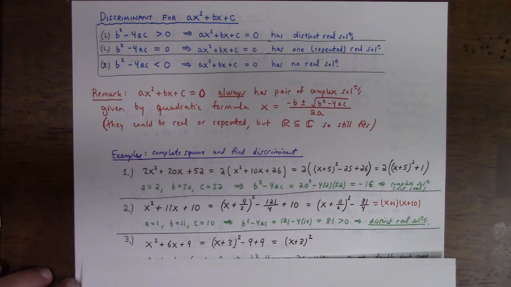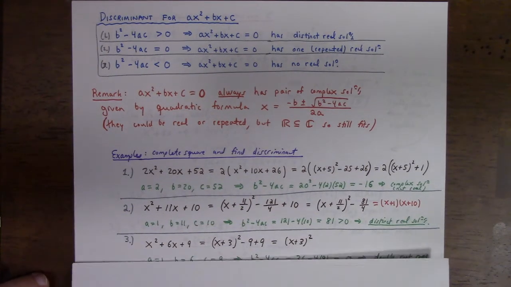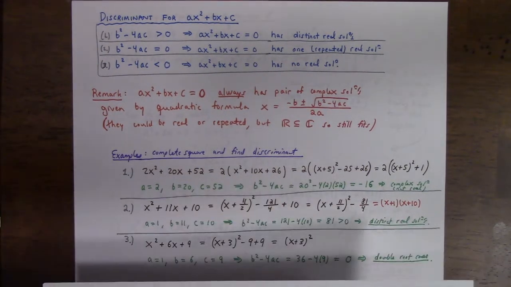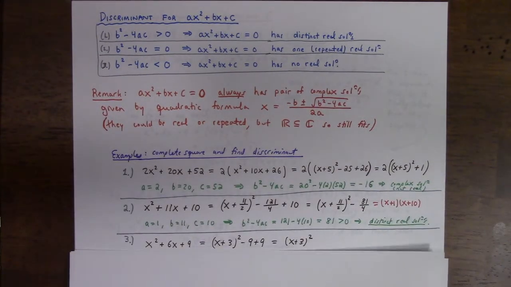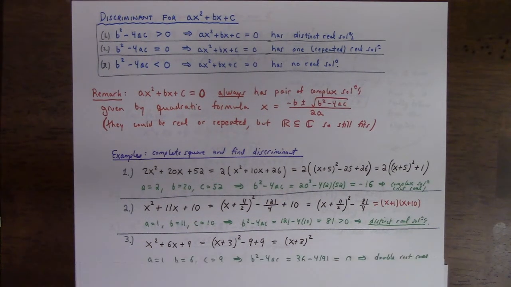Here's another example, x squared plus 6x plus 9. When we complete the square on that one, we just get a square, right? Which of course you might have seen just from the start from factoring. So completing the square is kind of silly when that happens, but there it is. And when we work on the discriminant, b squared minus 4ac works out to 36 minus 36, which is 0.